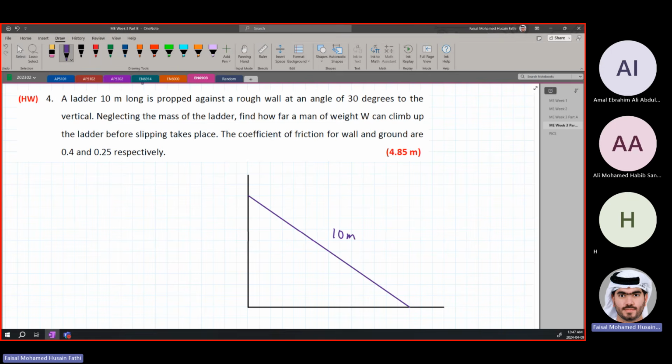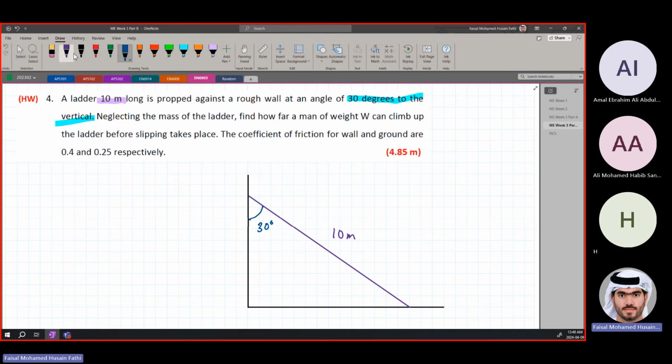And it is propped against a rough wall. So we know that there's going to be friction here. And we know that there's going to be friction down here as well. Okay. So again, we've found the 10 meter long ladder against the wall and the angle of 30 degrees. They gave us the angle with the vertical. So this angle over here is going to be 30 degrees. Okay? So we're given the angle.